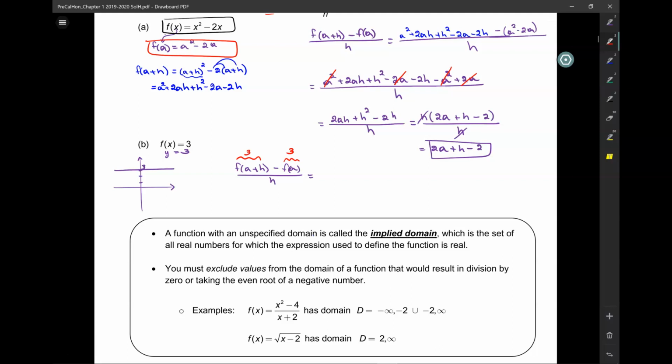Okay? So what's f of a million? 3. f of a, 3. f of b, 3. f of a plus h, 3. f of table, still 3. Okay? So that means this is 3 minus 3, over h. 0 over h is 0.